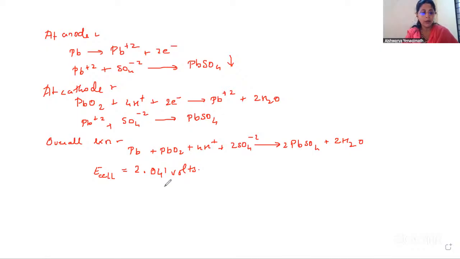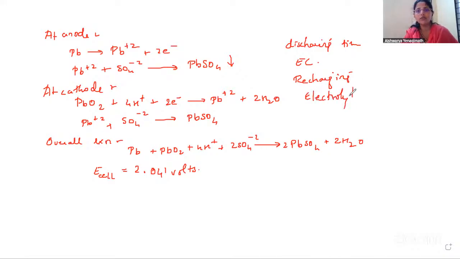When you charge, when a potential slightly greater than the potential of the battery is applied, the battery gets recharged. When you apply a slightly higher potential than the battery's potential, it gets recharged, and during recharging of the cell, what is happening? It is operated like an electrolytic cell. At discharging time, this is the discharging reaction, it is operating as an electrochemical cell, and during recharging time it is operating as an electrolytic cell. So look at the beauty of this cell. So this should be known.